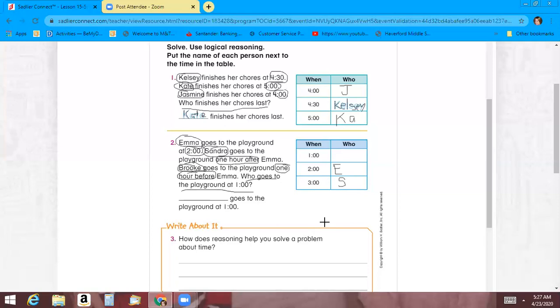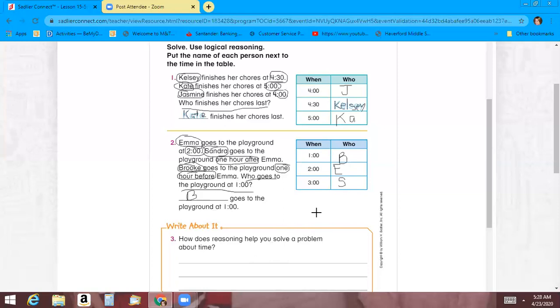Brooke goes to the playground 1 hour before Emma. So 1 hour before would be 1 o'clock. So you can go ahead and write, I'm going to put a B, but you go ahead and write Brooke's name for 1 o'clock. So now who goes to the playground at 1 o'clock? Now that we filled in our chart, we know that Brooke, I'm just going to write the letter B, you go ahead and write the whole name for Brooke on each line. So Brooke goes to the playground at 1 o'clock.